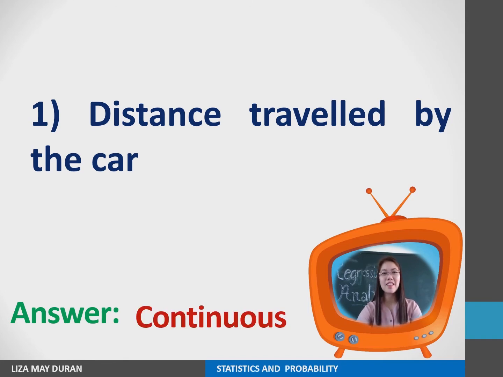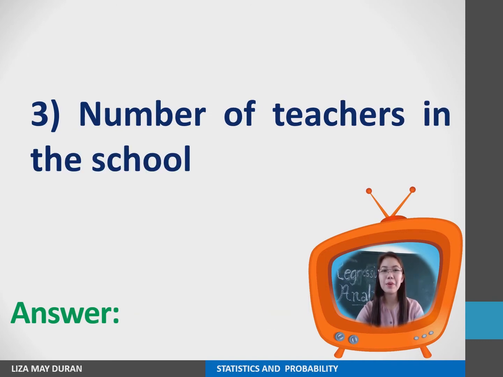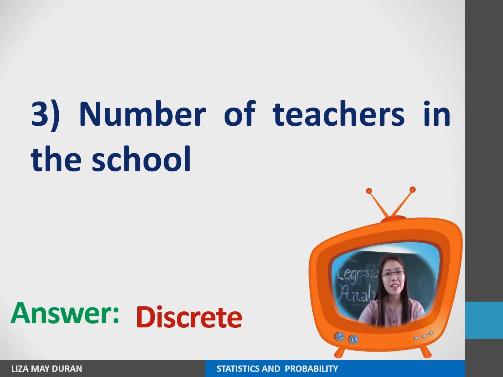That's correct. The answer is continuous random variable. How about for number 2, the body temperature? Okay, you got it right. The answer is still continuous random variable. How about for number 3, the number of teachers in the school can be counted. So what's your answer? That's correct. The answer is discrete random variable.